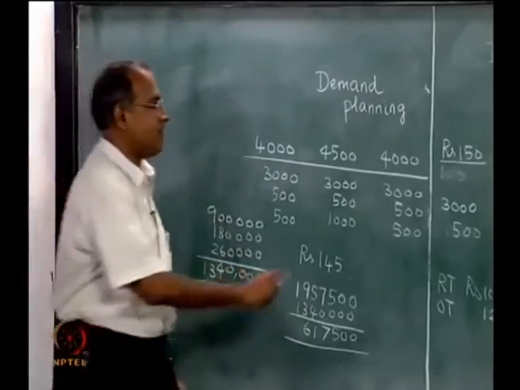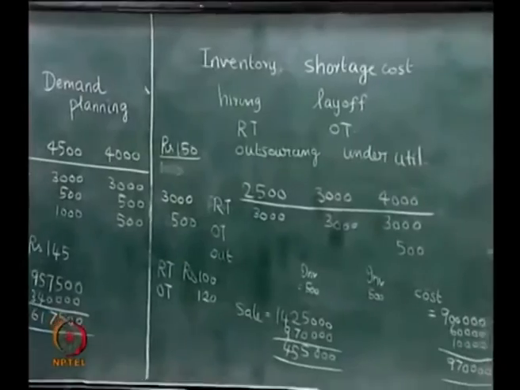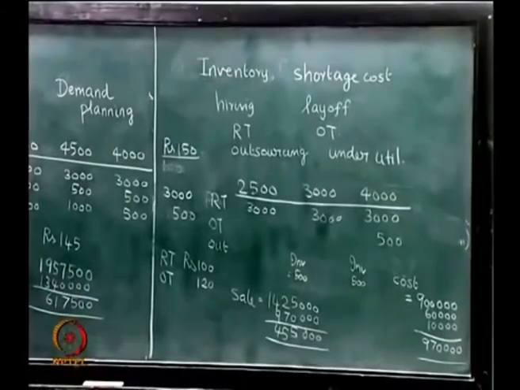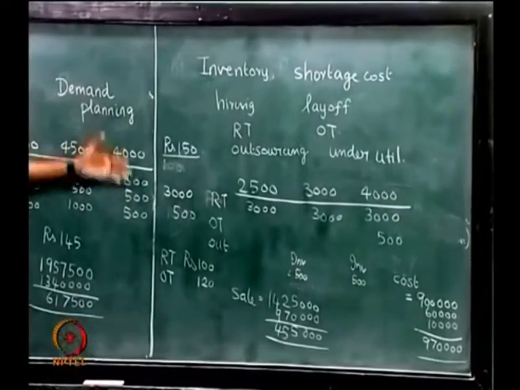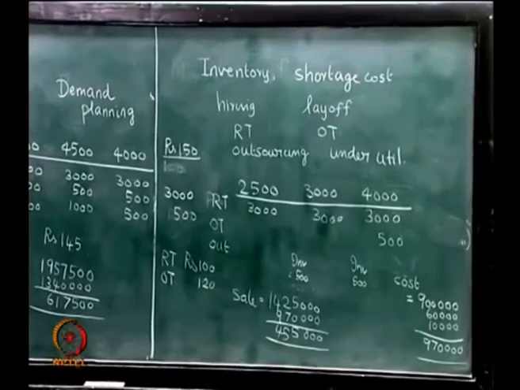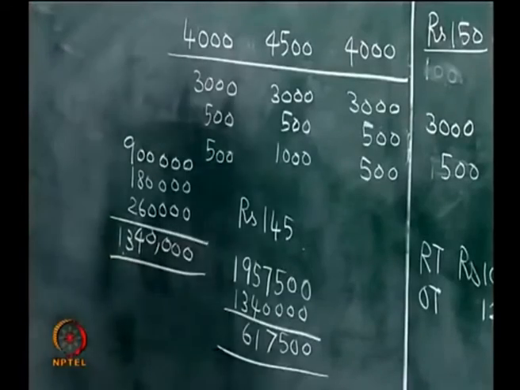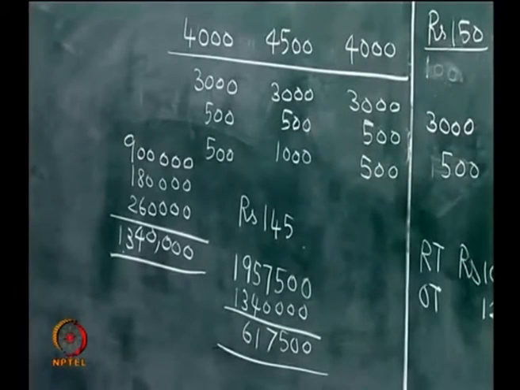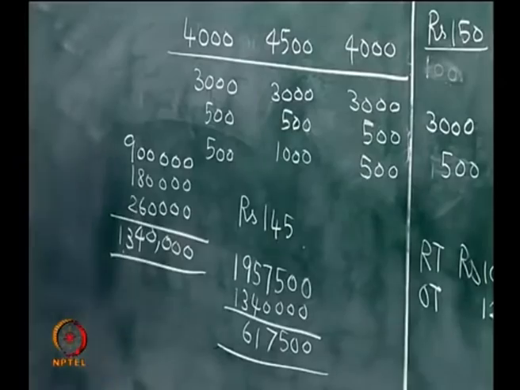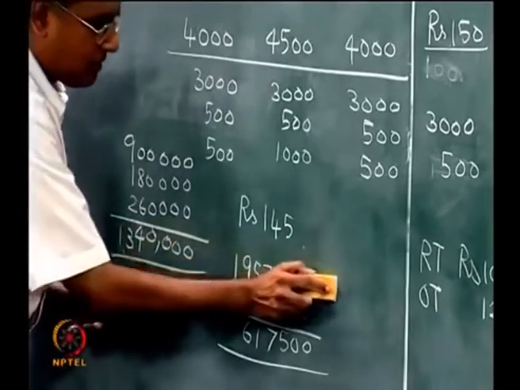But on the other hand, if the total demand is near about 10,000 instead of 12,500, the total money will be 12,500 into 145, let me do that, which is 1,812,500. So, this is 1,812,500.